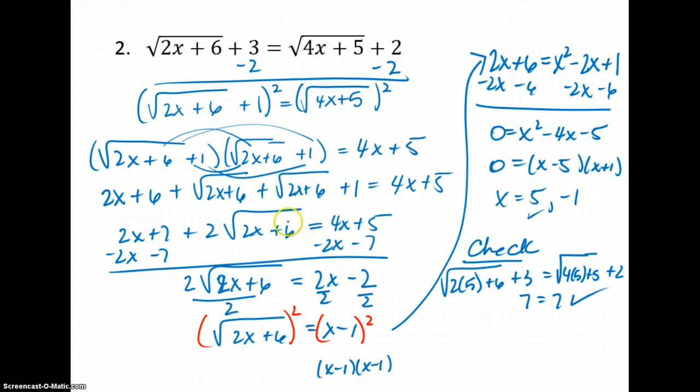Okay, now I need to check negative 1. I get square root of 2 times negative 1 plus 6 plus 3 equals square root of 4 times negative 1 plus 5 plus 2. So I get 2 times negative 1, which is negative 2, plus 6 is 4. Square root of 4 is 2, plus 3 is 5. On this side, I get 4 times negative 1, which is negative 4, plus 5 is 1. Square root of 1 is 1, plus 2, I get 3 on this side.